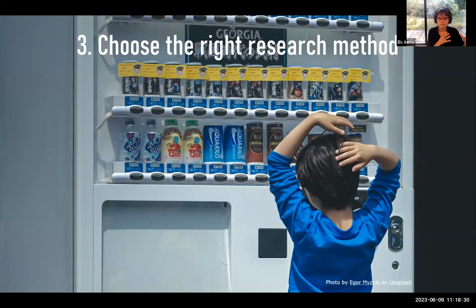Well, once you've written down your research question, what do you want to find out, and why do you want to find this out, you have to choose the right research method. And this is, I would say, probably one of the hardest things. Because I get a lot of people coming to me saying, oh, Els, we want to do user testing with you. How much would it be to do user testing with like 20 people?